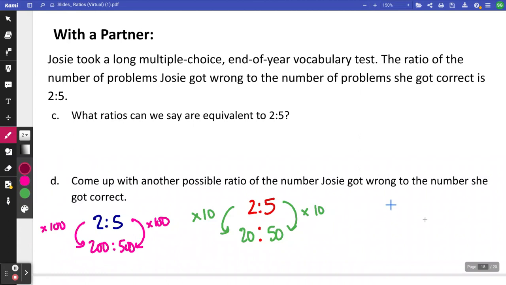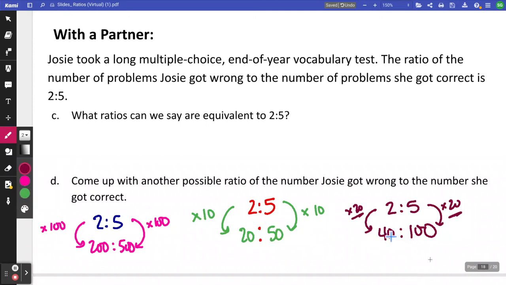What about the ratio 2 to 5 and the ratio of 40 to 100? What do you think about that one? Well, I would just want to check the math. So 2 times 20 gives me 40, so that's okay. And 5 times 20 gives me 100. I was multiplying by the same number on both sides, so that means they are equivalent. That could also be a possibility.